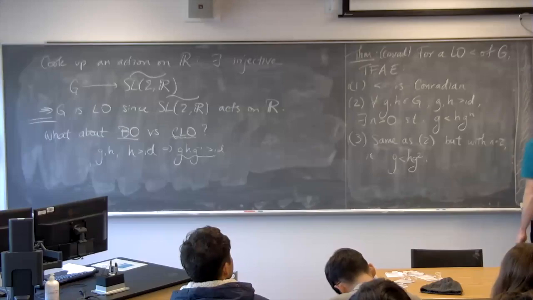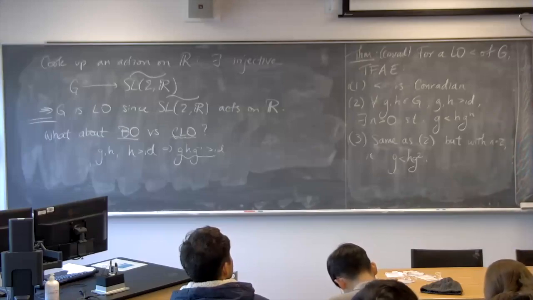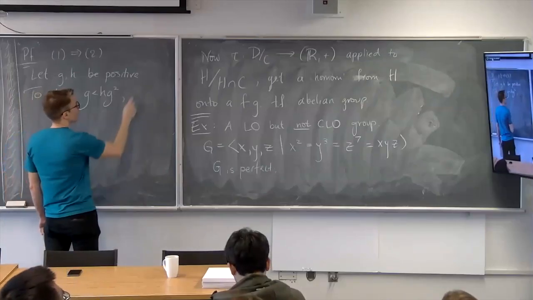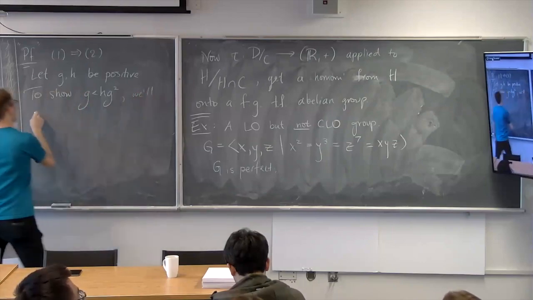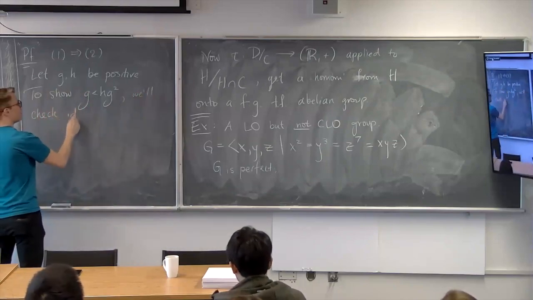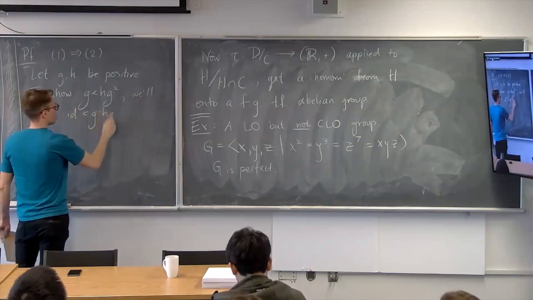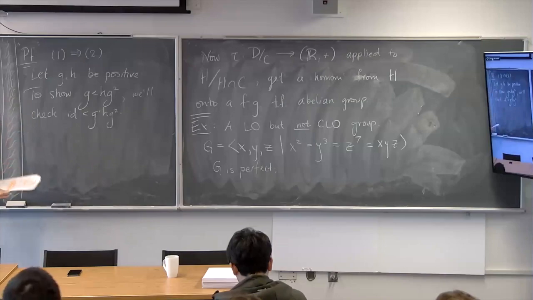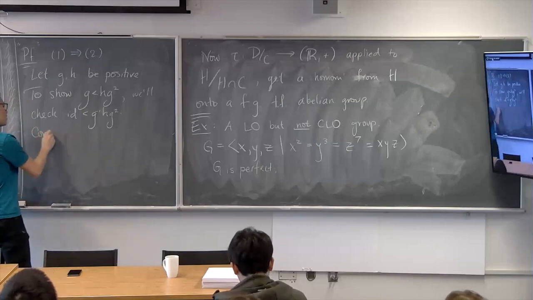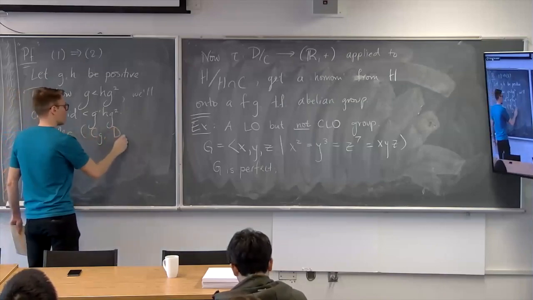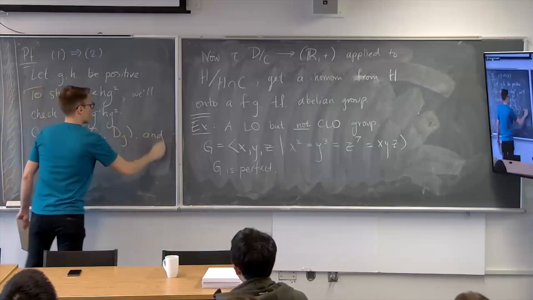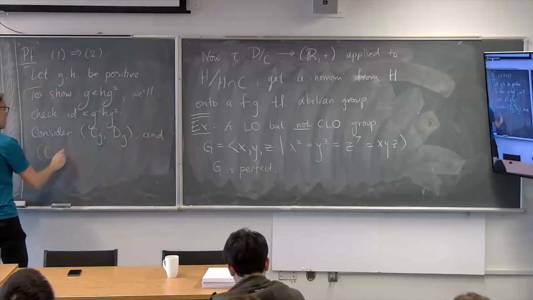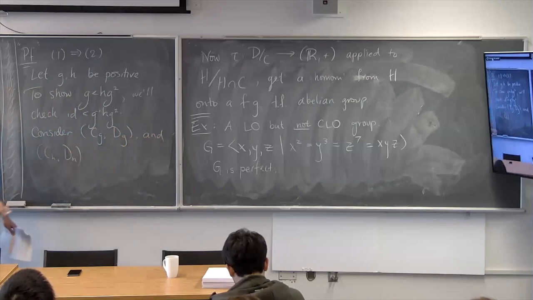So to show G is less than H, we'll actually just do squared, or the n. To show this, we'll check that the identity is less than G inverse H G squared. So how do you do that? Take the jumps for each. So consider CG, DG, and CH, DH corresponding to G and H.